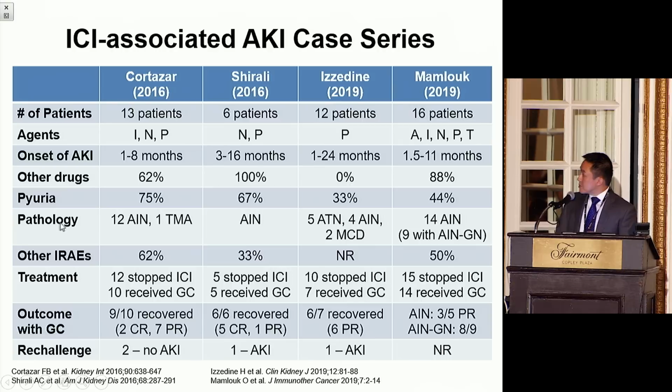When these patients are biopsied, the majority of patients have acute interstitial nephritis as the main pathology, although other pathologies, including ATN and even some GN, have been described. The treatment for this in most patients is to stop the checkpoint inhibitor and treat with oral steroids. Treatment with oral steroids leads to a pretty good recovery rate in these patients, all right?